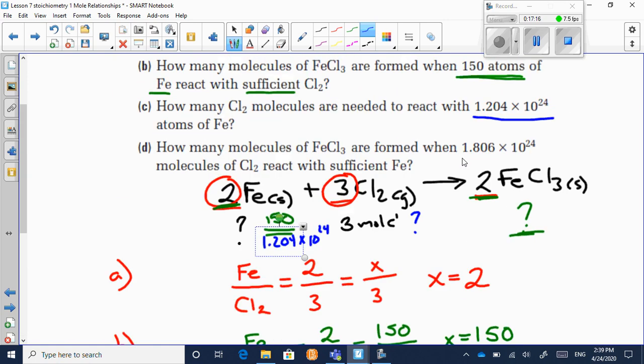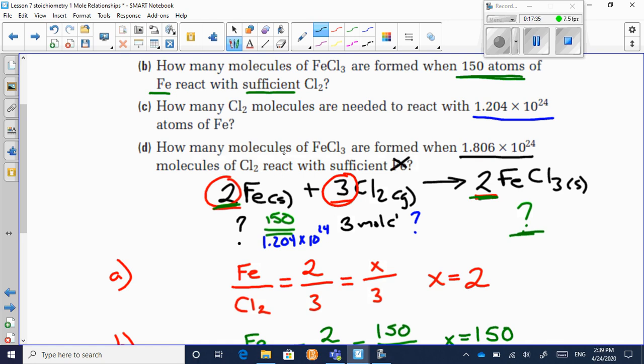Okay, let's do one more here, D. And D says, how many molecules of FeCl3 are formed when that number of molecules of Cl2 react with sufficient Fe? So this one, we don't care about Fe. It's not a problem.